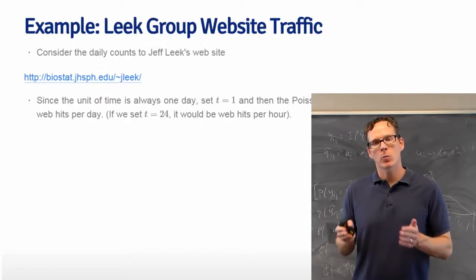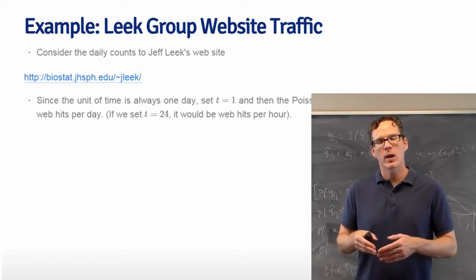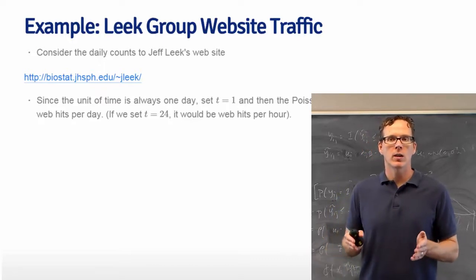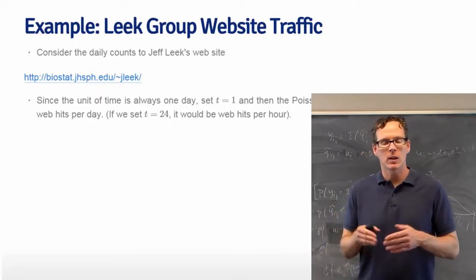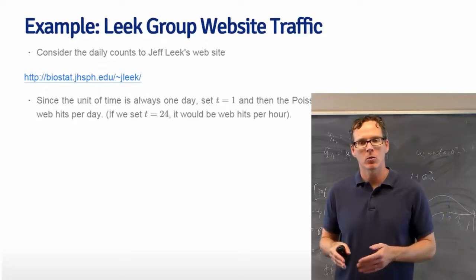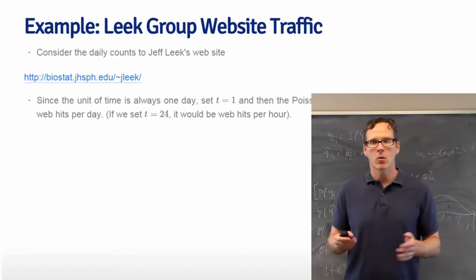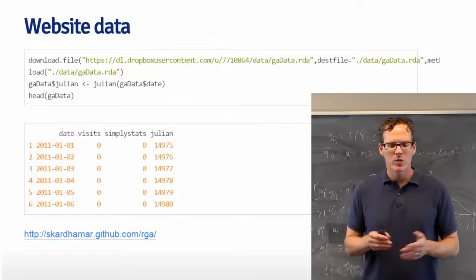Now, if we wanted to interpret the rate that we estimate as web hits per hour, we would have to put t equal to 24. And if you wanted it to be seconds, you'd need to put in t equal to 24 times 60 times 60, or minutes, it would have to be t equal to 24 times 60, and so on. Let's look at the data.